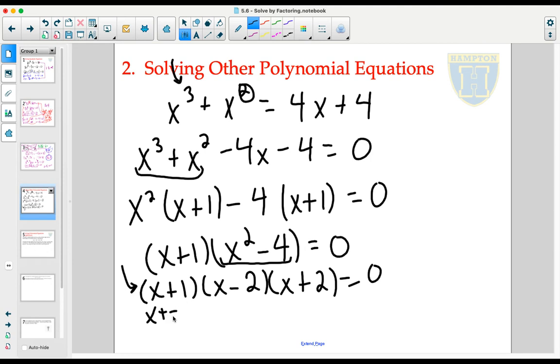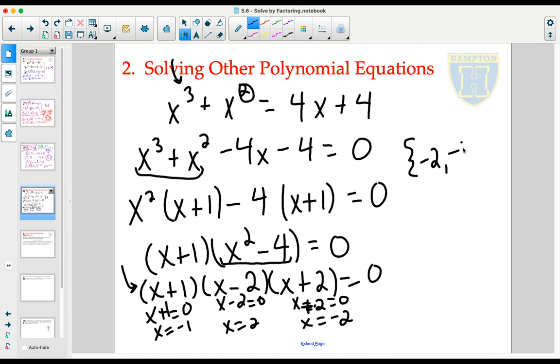This one, the first binomial, gives us a solution of x is equal to negative 1. The second binomial gives us a solution that x is equal to 2. And the third binomial gives us a solution that x is equal to negative 2. We have a full solution set of negative 2, negative 1, 2. And again, we could try those answers. Again, it's recommended that you try them back in the original equation to make sure that they work.